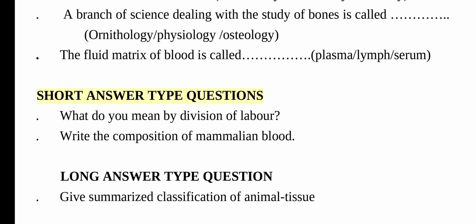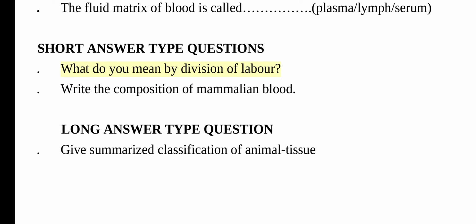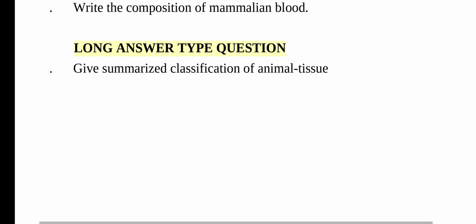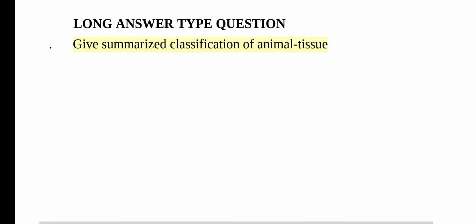Short answer type questions. 4, 5, 6. What do you mean by division of labor? Write the composition of mammalian blood. Long answer type question. Give summarized classification of animal tissue.